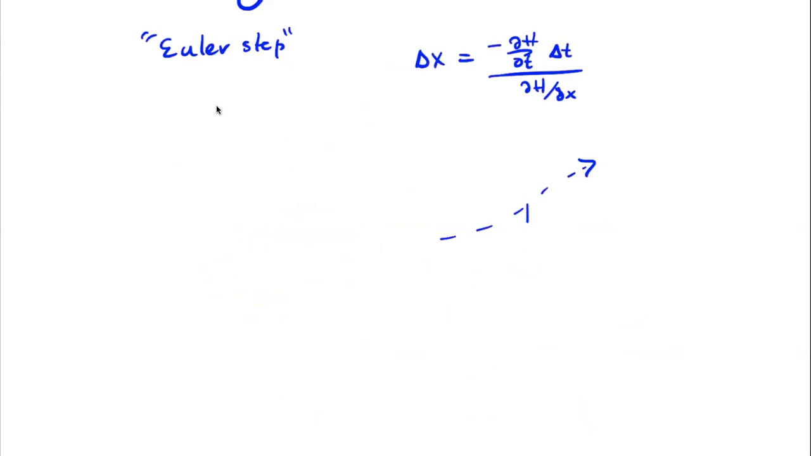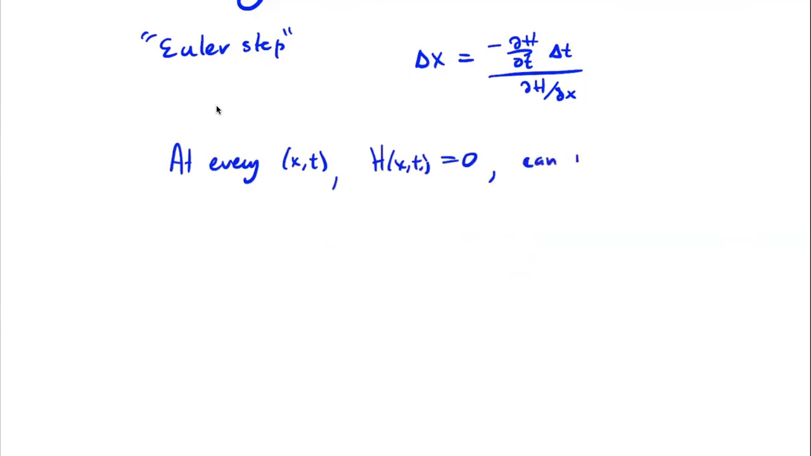But for us, at every x(t), h of x(t) equals zero. And so this can use Newton's method, a Newton step. So what's a Newton step? Well, if h of x(t) is non-zero, that's bad.